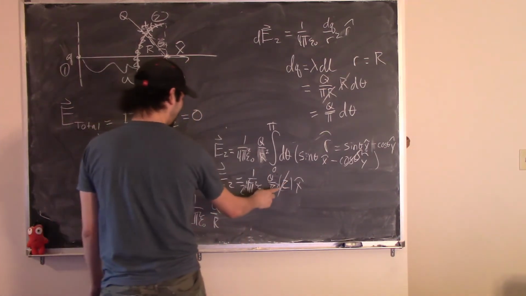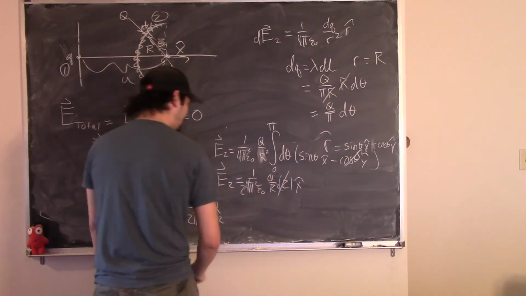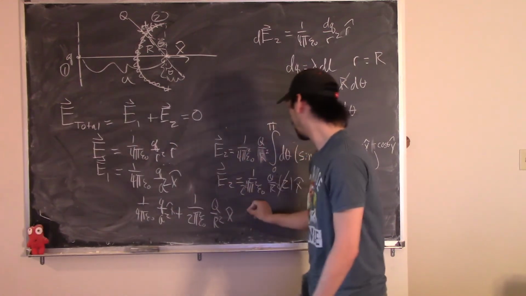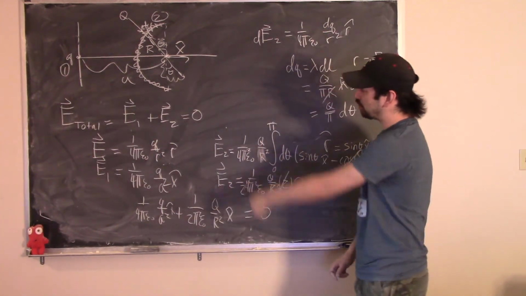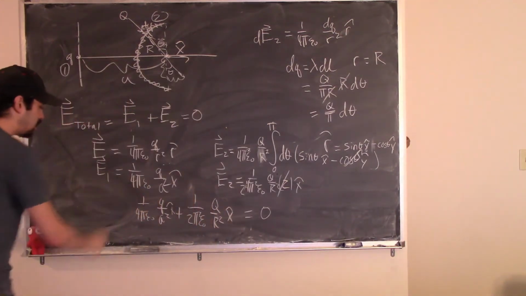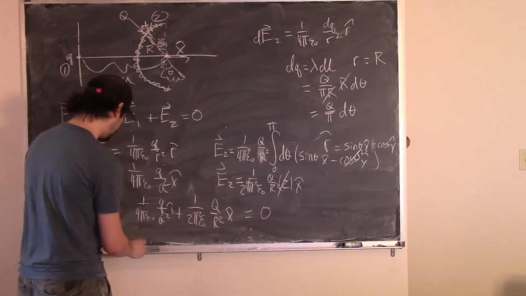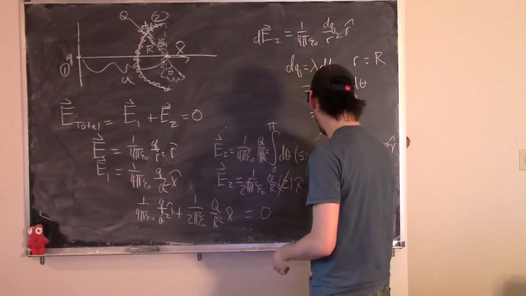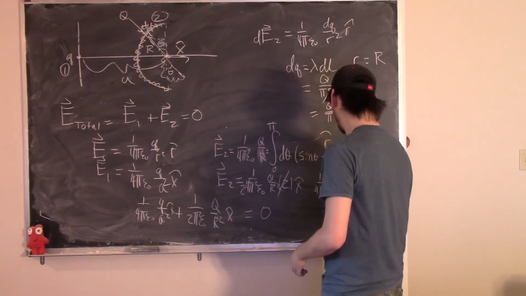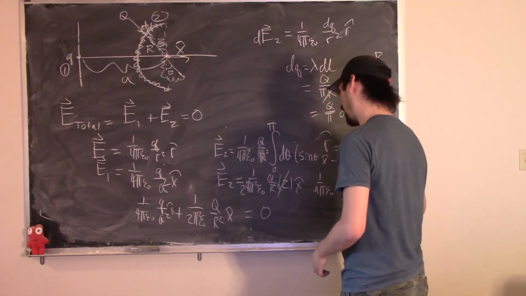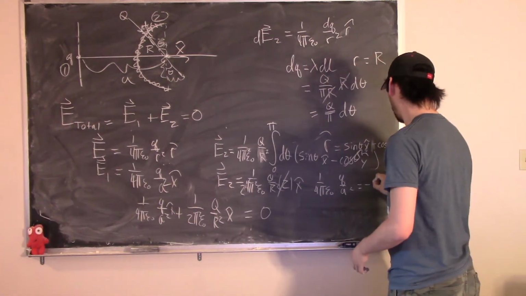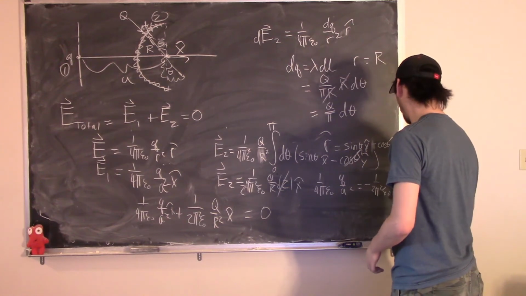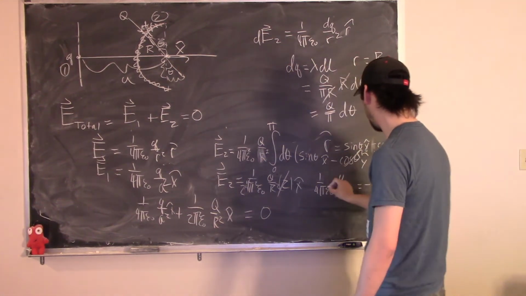Okay, so q divided by r squared times x hat. And then in principle this also has an x hat, is equal to 0. So now what we can do from this equation is solve for what q is. So when we do that, we can move this to the other side. This is going to be 1 over 4 pi epsilon naught q divided by a squared is equal to minus 1 over 2 pi squared epsilon naught q divided by r squared.